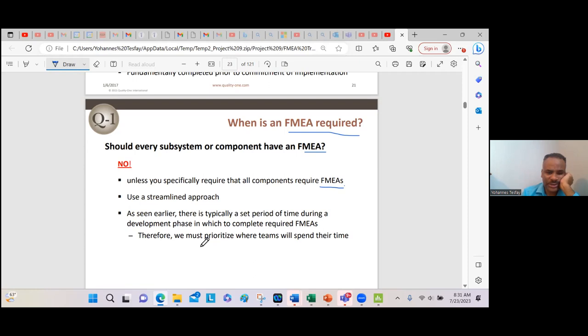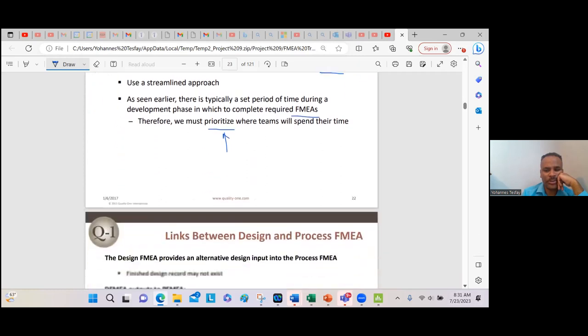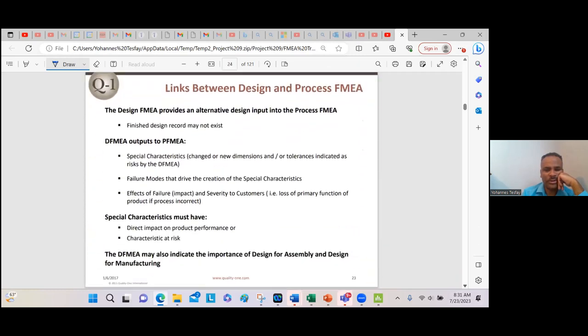As mentioned earlier, there is typically a set period of time during the development phase when the required FMEAs are completed. Therefore, prioritization is the most important thing in the development of those documents. Okay, now, the link between design and process FMEA.